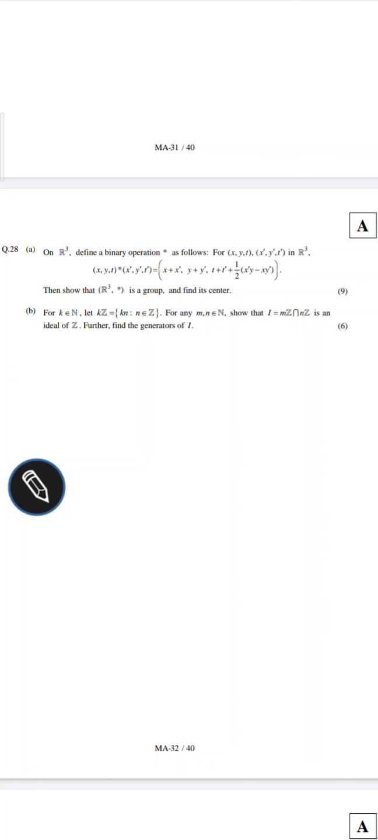On R3 define a binary operation this, that is equal to x plus, okay, and prove that this is a group and find the center. Oh, that is easy. Let k belong to N, kZ equal to kN and I equal to the intersection, find the generator.